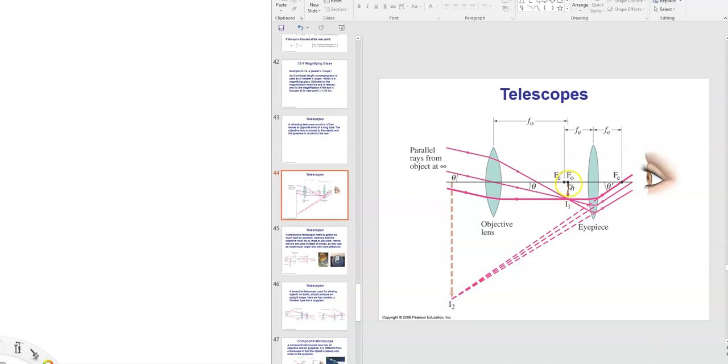And then you place the second lens in such a way that this first image is inside the focal length of the second one, this FE, the eyepiece focal length. So then you're looking at it from this side. Because it is within the focal length, it creates this magnified virtual image, right? So this is how the simple telescope works.